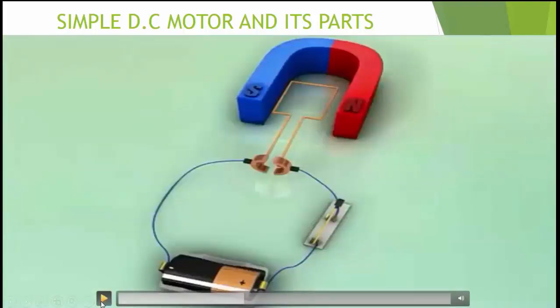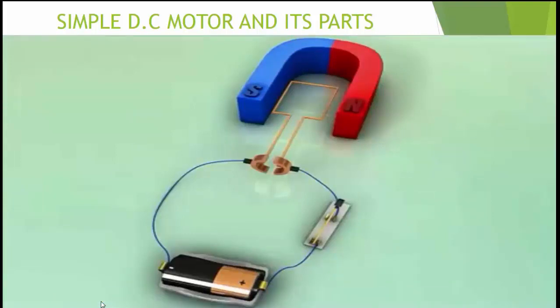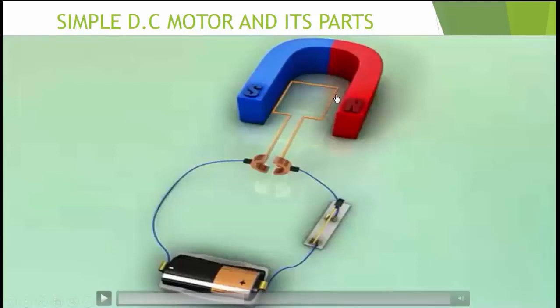So what are the parts used in a simple DC motor? It consists of a horseshoe shaped magnet. Here is an armature coil A, B, C, D. We can name this corner as A, this one is B, this one is C and D. This is the armature coil ABCD.